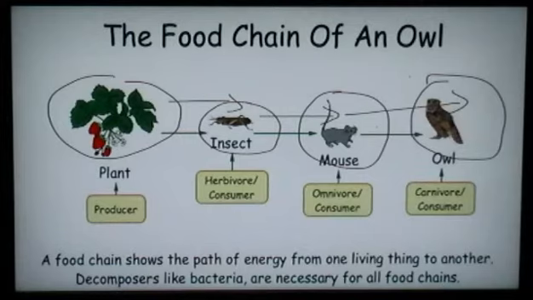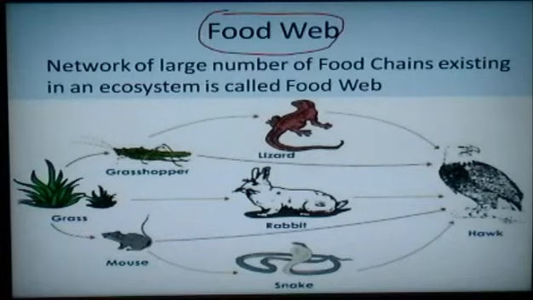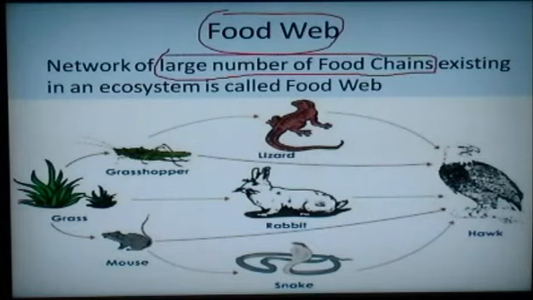Each organism occupies a specific position in the food chain. One organism can occur in more than one food chain. Food web. Usually, a large number of food chains exist in an ecosystem. The network of large number of food chains existing in an ecosystem is called food web. The food web has many intercrosses and linkages among various species present in it. This means that various food chains in an ecosystem do not operate in isolation. They operate in the form of a network of food chains called food web.